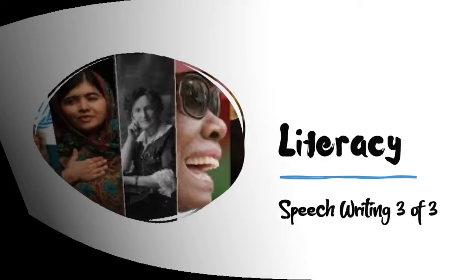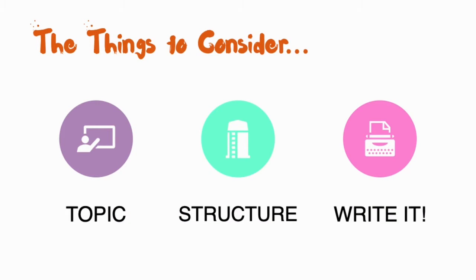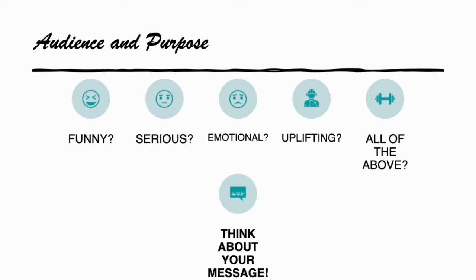Just as a reminder then of things to consider, we have looked at picking a topic and we've looked at how to structure our speech, and now we're going on to write our speech. So when we're writing our speeches, it's really important to consider your audience and your purpose, because that's going to determine the tone of your speech, and tone is really important, okay? Think about your message, right? What do you want to get across and how do you want it to come across?